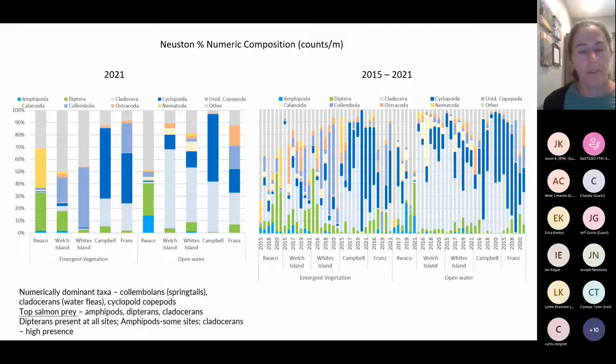So briefly, for Neuston data, and this does incorporate 2021 data, there were no really new trends to report. Interannual trends, numerically, the dominant taxa are collembolans, cladocerans, and cyclopoid copepods. And that seemed to follow the trend with 2021 as well. As I said before, the top salmon prey of amphipods, dipterans, and cladocerans are present in the Neuston samples, especially cladocerans on the right-hand side. You can see in the open water tows that they make up a pretty good portion of the counts.